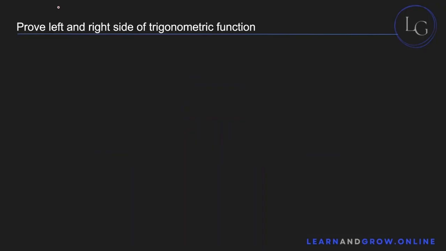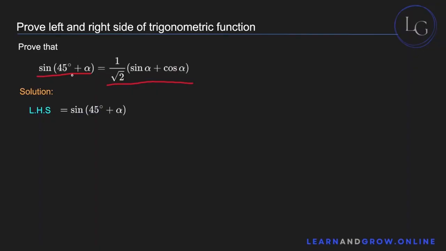Okay, let's prove the left and right hand side of the trigonometric equation. We have to prove that this left hand side is equal to this right hand side by applying different trigonometric identities and properties. It's easier to expand the trigonometric function instead of contracting it. So let's take the left hand side and prove that sine 45 plus alpha is equal to 1 by under root 2 into sine alpha plus cos alpha. This left hand side looks very familiar, so we can apply the trigonometric identity on it.